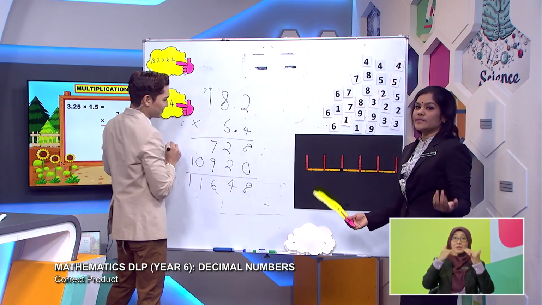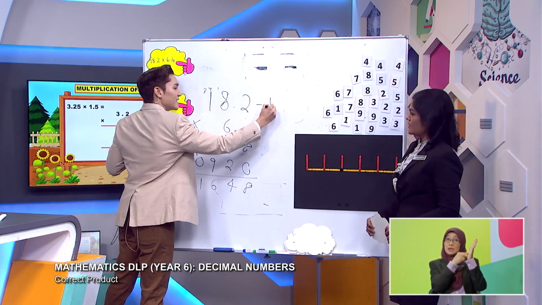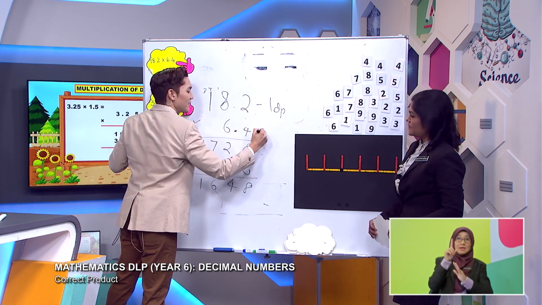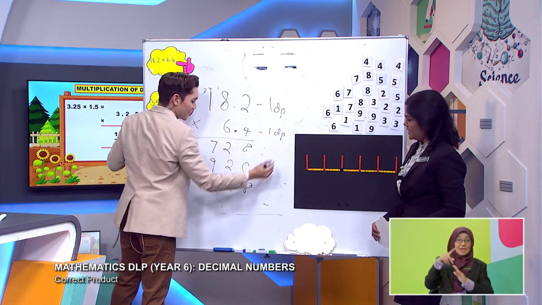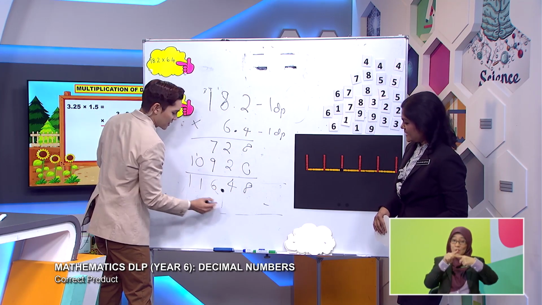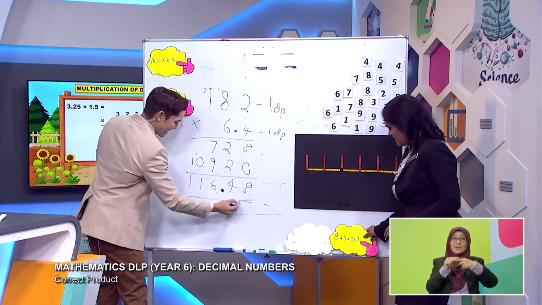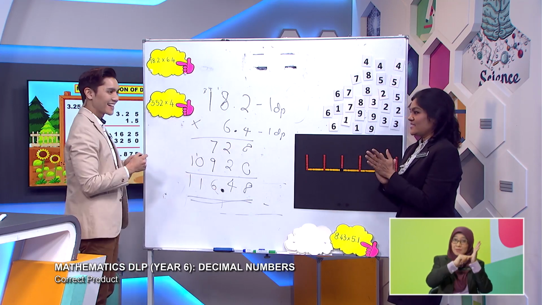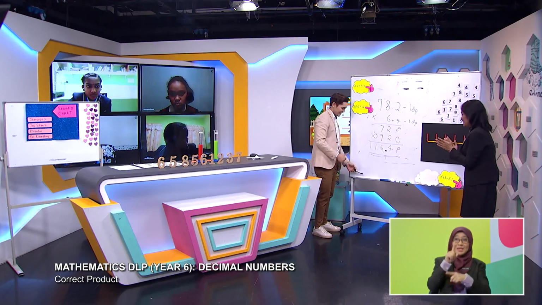So where must we put the decimal now in the product? You have 1 decimal place and also 1 decimal place, so it becomes 2 places. So it's here. Okay, is that the right answer? Yes, you deserve a grand applause.